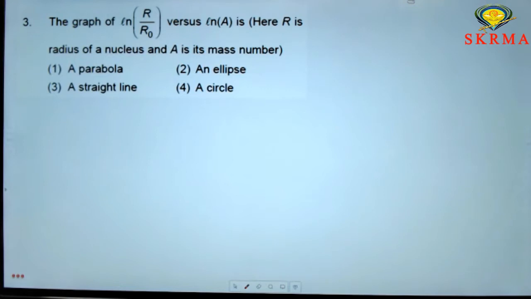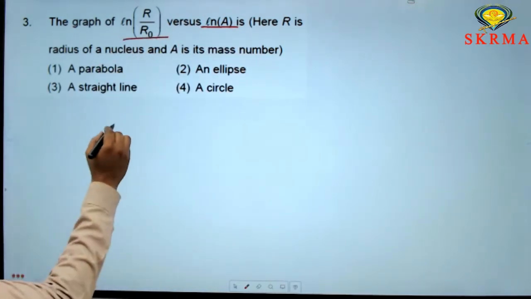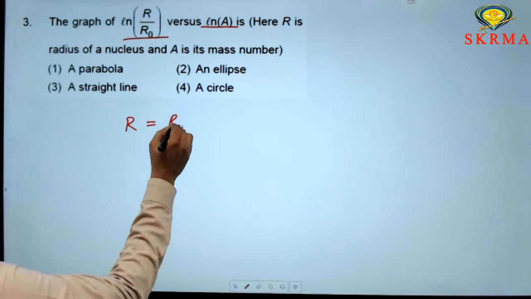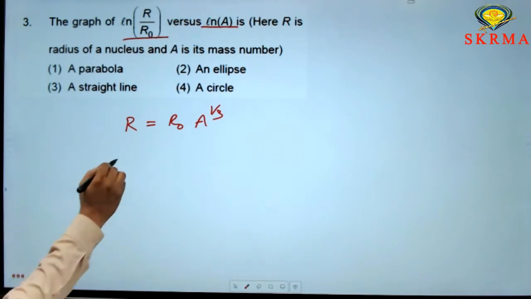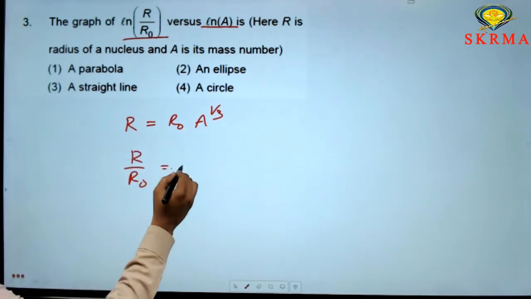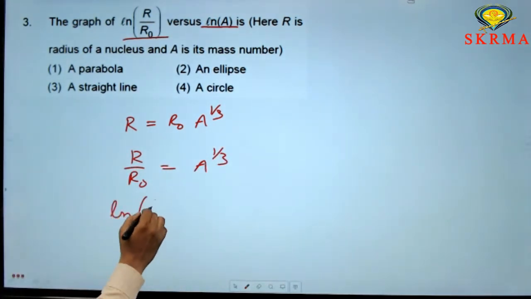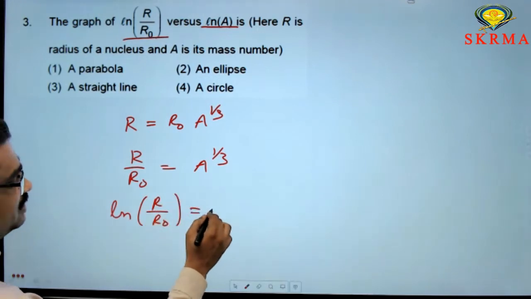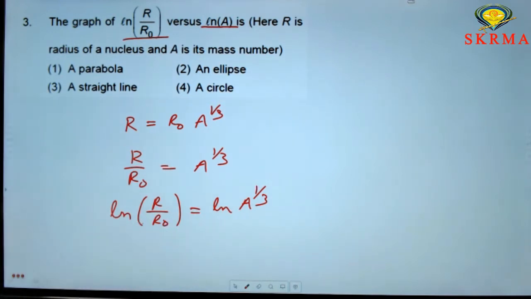Next one. The graph of ln of r by r naught versus ln of A. Here r is the radius of the nucleus, A is the mass number. So what is the relation? r equal to r naught into A power 1 by 3. This is the basic relation. Now from this one, r by r naught equal to A power 1 by 3. So apply log on both sides: ln of r by r naught equal to ln of A power 1 by 3. So these two are directly proportional, so if you draw the graph between these two, then that should be a straight line.